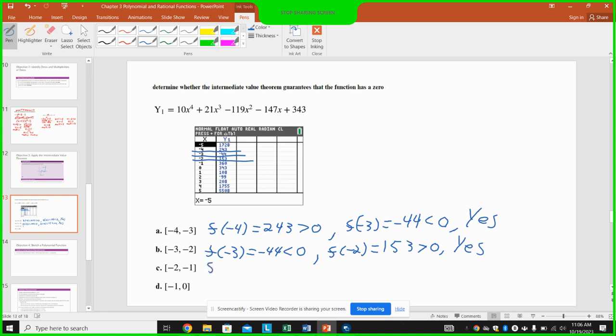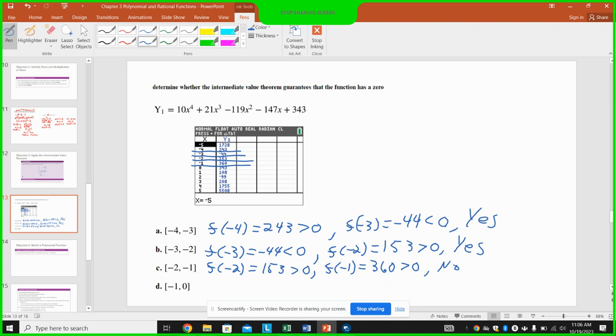So then we see f of -2. We already know it's 153. Is it greater than or less than 0? Greater than 0. Then we need to determine what f of -1 is. We need to see, is it less than 0? We look at it and we see that it's 360. So that's greater than 0. So therefore, I have two things that are greater than 0, so we cannot guarantee that the function has a 0. It might, but we cannot guarantee it.